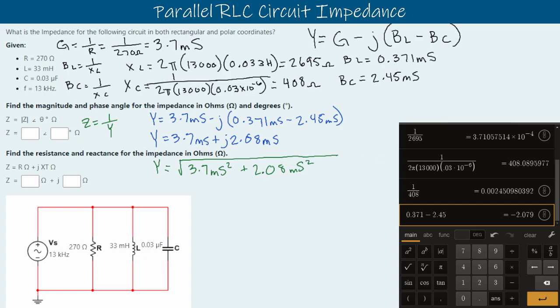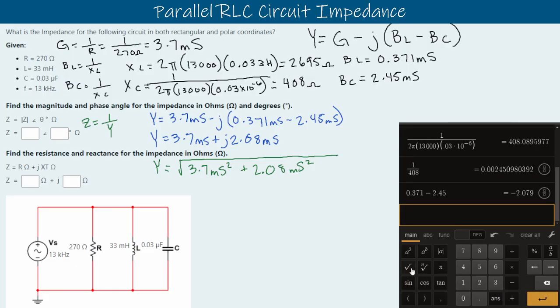I like to plug these millis in for this variable value just in case I mess up on the decimal point. So square root of, these are in millisiemens, so I'm going to move that decimal out, 0.0037 squared, plus, move this decimal out to 0.00208 squared. Is this small little number? That's what we expected.